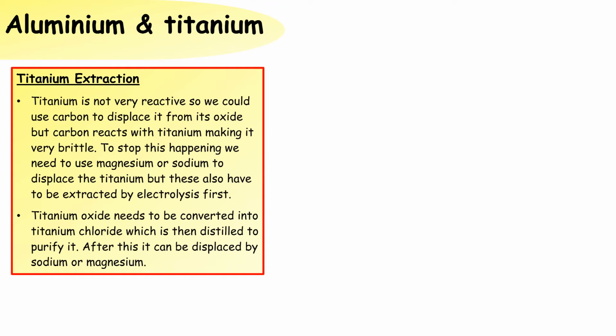Titanium oxide needs to be converted into titanium chloride, which is then distilled to purify it. After this process, it can then be displaced using sodium or magnesium.